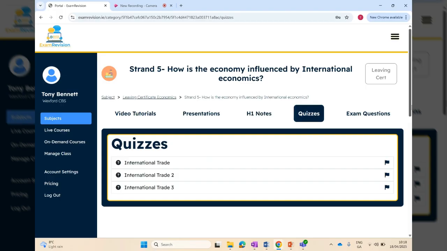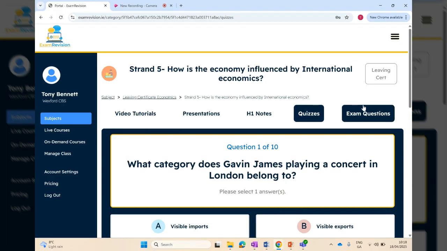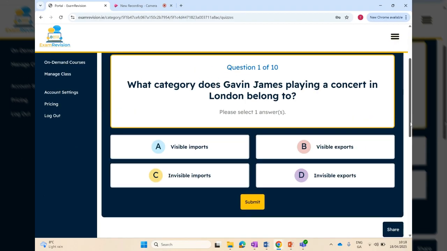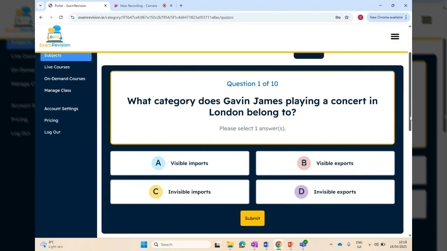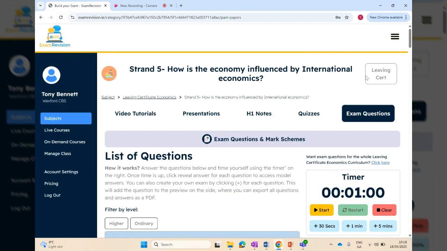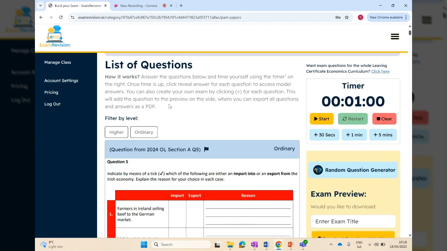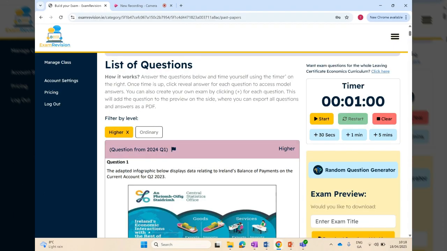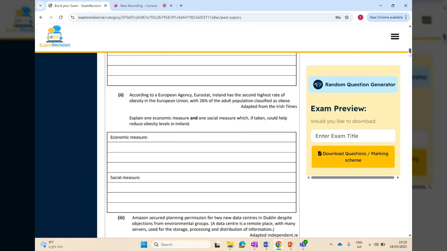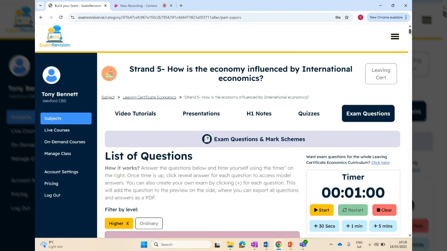Quizzes: if I click into one of the quizzes for you, there are MCQ quizzes. It's a quick way of reflecting on your knowledge and testing yourself. And then exam questions, a list of questions done through higher and ordinary level. All the past paper questions, what year they're from, with the marking scheme, so you can check the answer. So it's all there for you.